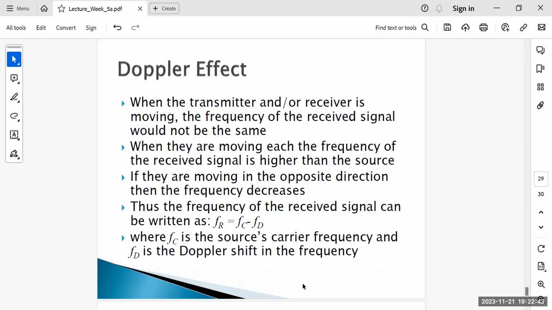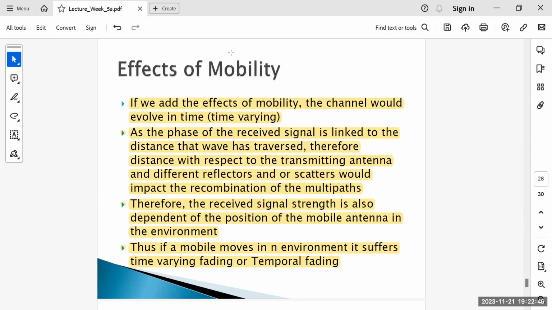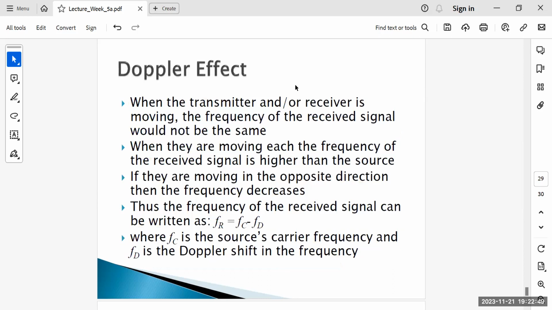Talking about the Doppler effect, since we are talking about something in which there's mobility. Whenever there is mobility in the scenario, we have to talk about the Doppler. When the transmitter or receiver is moving, the frequency of the received signal would not be the same. When they are moving toward each other, the frequency of the received signal is higher than the source; if they are moving in the opposite direction, then the frequency is decreasing. You must have come across the example of a train arriving at a train station and a train going away from the train station, right? A very common example from high school physics.